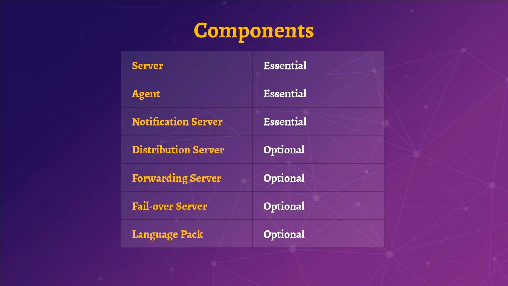Distribution server is optional. You can choose to manage with a distribution server or without a distribution server as well. Again, forwarding server is also optional. In case you don't want your central server to be exposed to the internet when you're managing roaming users, you can use a forwarding server. We do have options for a failover server. In case you're looking for a failover server, it is also available as an option. Language pack is also available as optional.